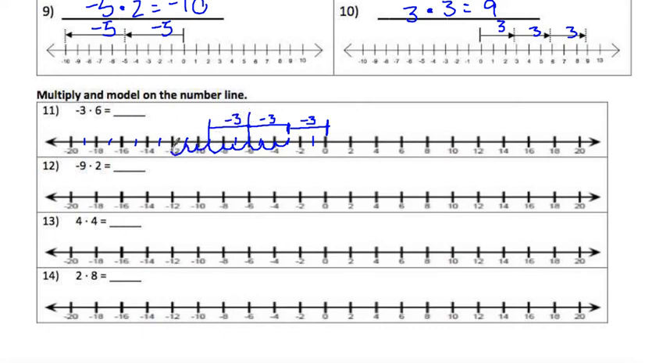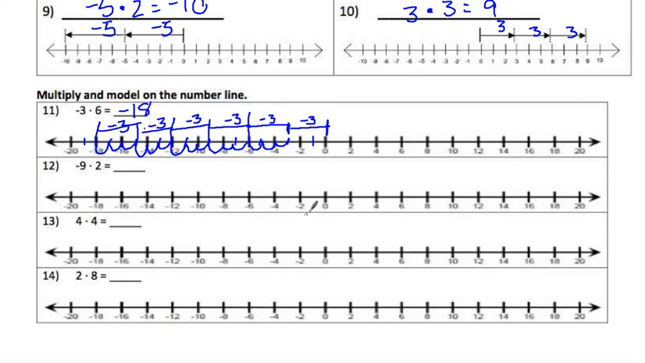1, 2, 3. Negative 3. 1, 2, 3. So there's 1, 2, 3, 4, 5, and I need to do one more. 1, 2, 3, which takes you out to negative 18.